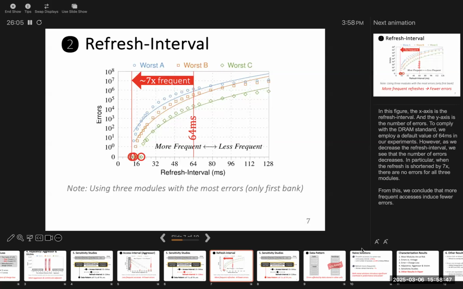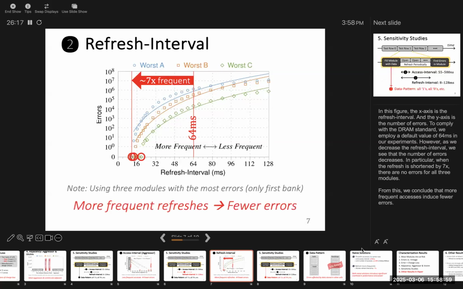Here again, the same thing: if you want to achieve an error rate of 0, or a number of errors of 0, you must perform 7 times more frequent refresh operations. Just give me 1 minute. So more frequent refreshes will result in fewer errors.